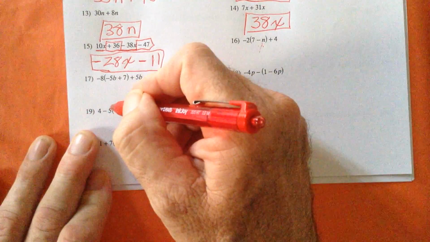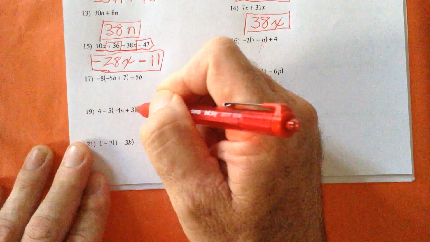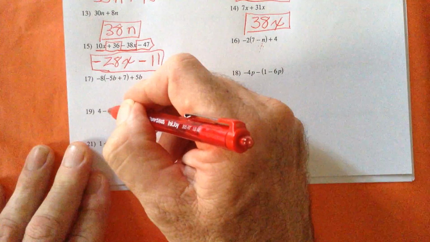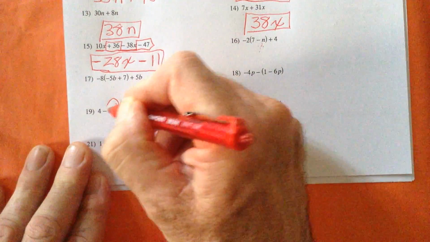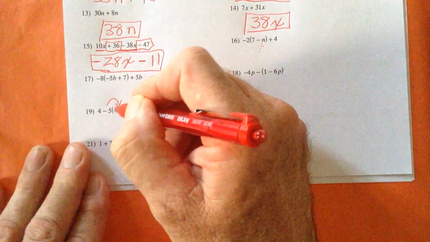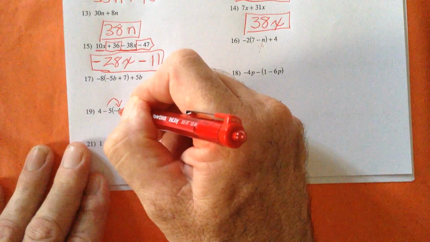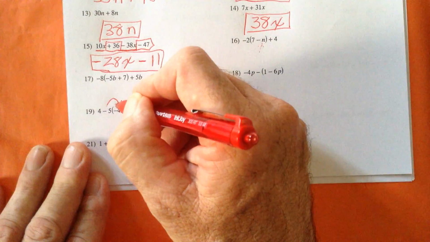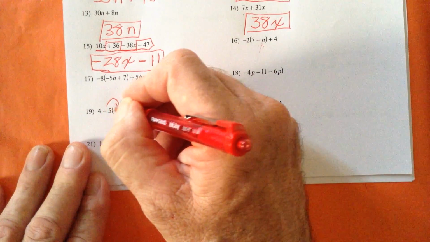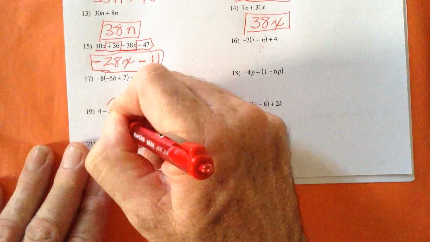I got 4 minus 5 times (negative 4n plus 3). So therefore, I first have to do that distributive. I have to go negative 5 times negative 4n. Now we're multiplying, not adding or subtracting. So negative 5 times negative 4 would be a positive 20. But I can't forget this n. It's like going negative 5 times negative 4 times n. So I'm going to end up with positive 20n.